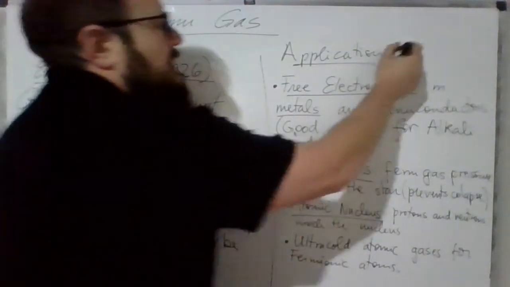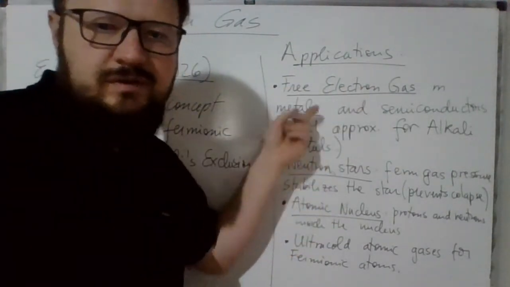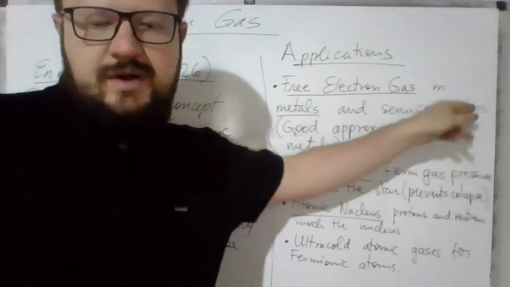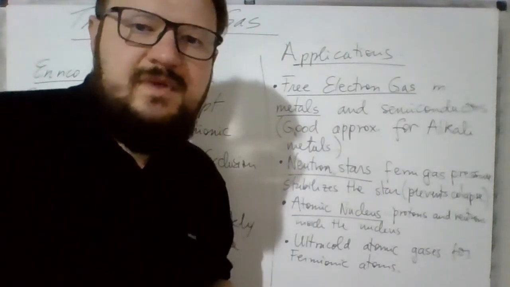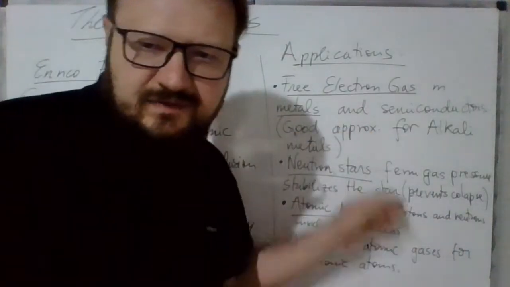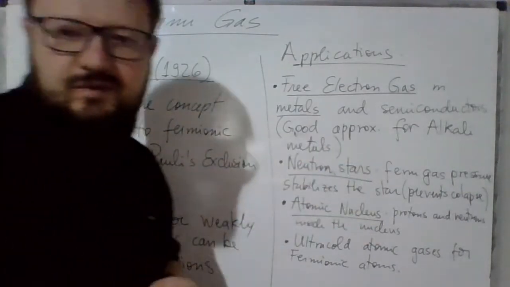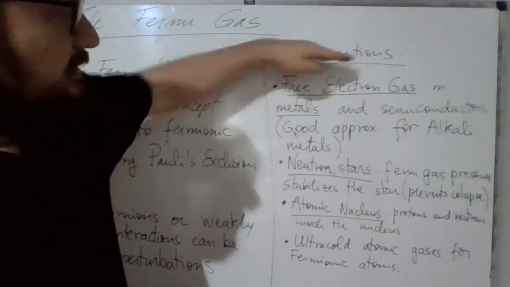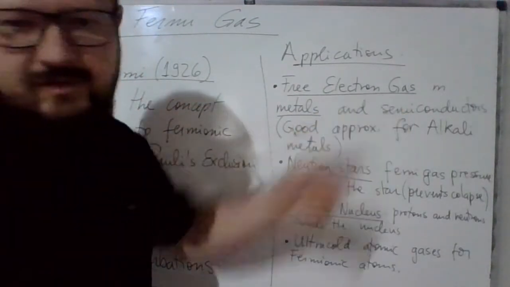The applications of the Fermi gas. Well, there are applications for the free electron gas in a metal. We will focus ourselves here in this problem, and semiconductors, where you can treat the electrons and the holes as a Fermi gas. Okay, and it's a very good approximation. The free electron gas is a very good approximation for the alkali metals. There are some corrections to be done, because there are interactions between the electrons. But as a first approximation, it's good mainly for alkali metals, but in general for metals.